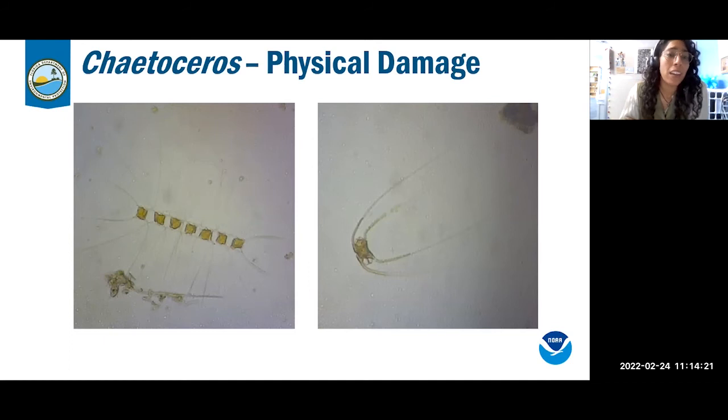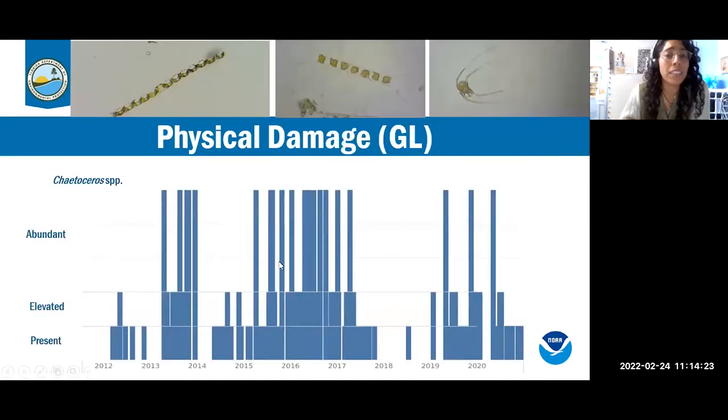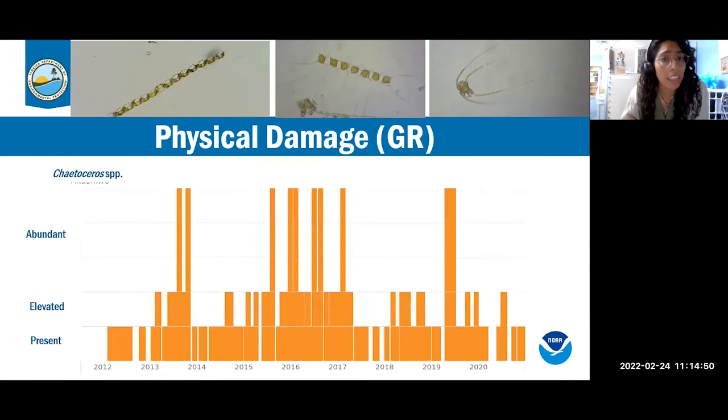We've actually had quite a few incidences of Chaetoceros in our system. Just to orient you, this graph shows all of the incidences or observations of Chaetoceros that we've seen since the Plankton Monitoring Network began in 2012. And we have three different categories of these incidences. We have when they're present, when they're elevated, and when they're abundant.